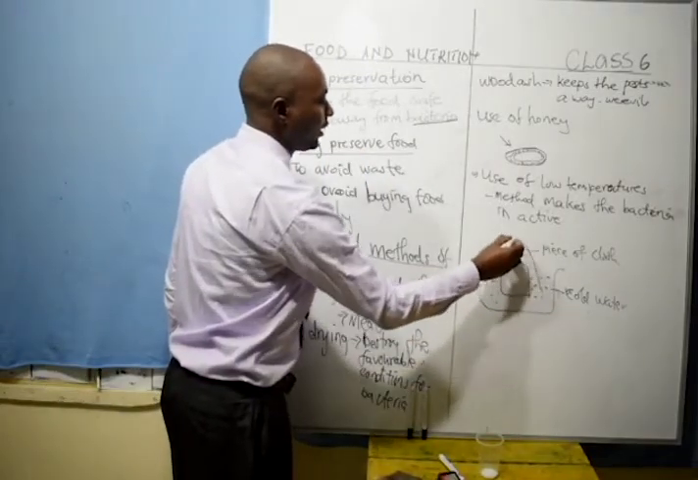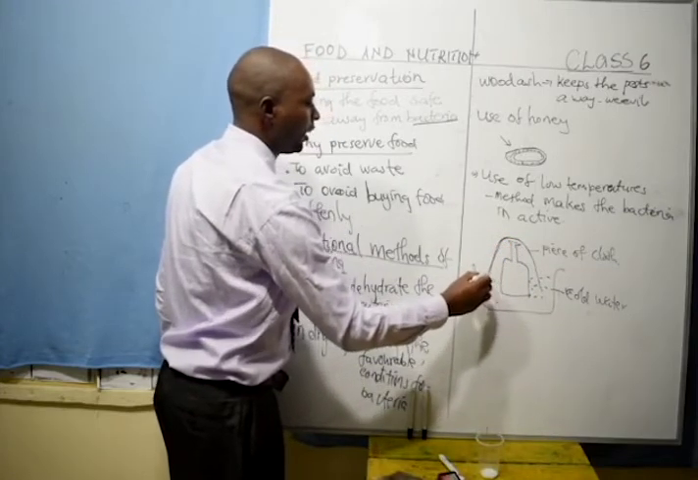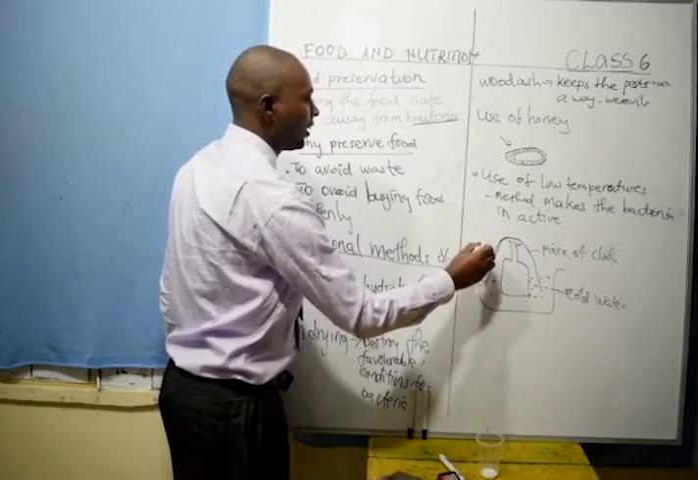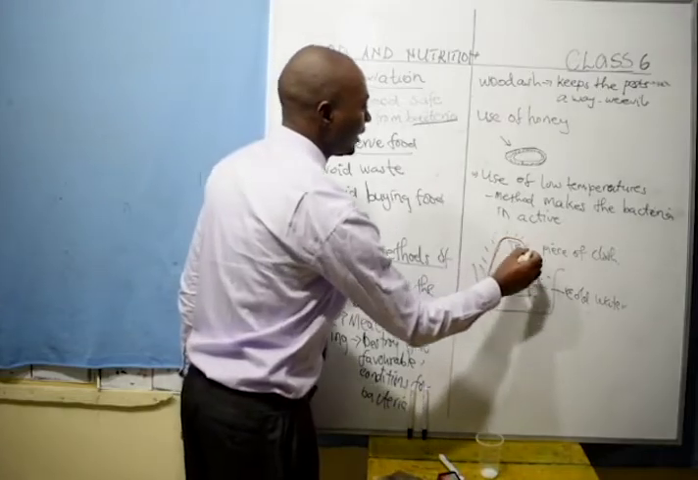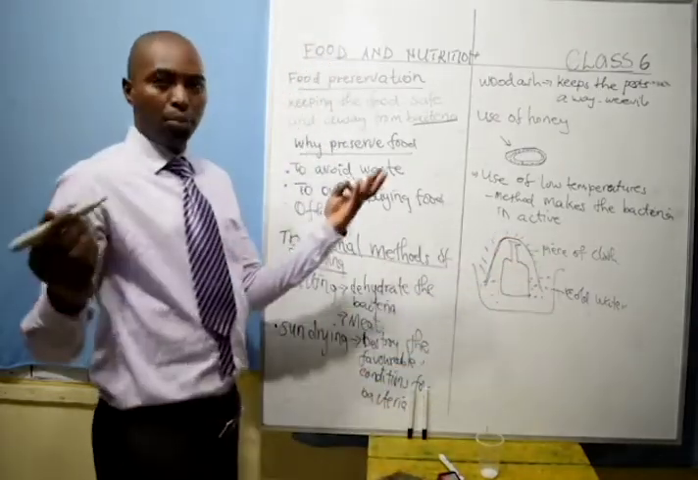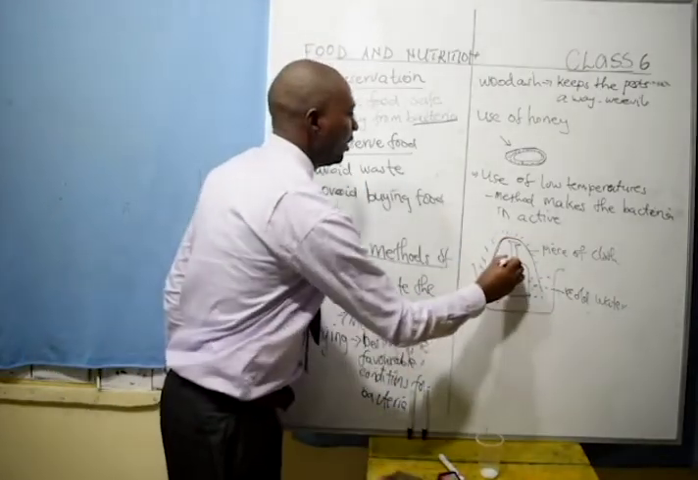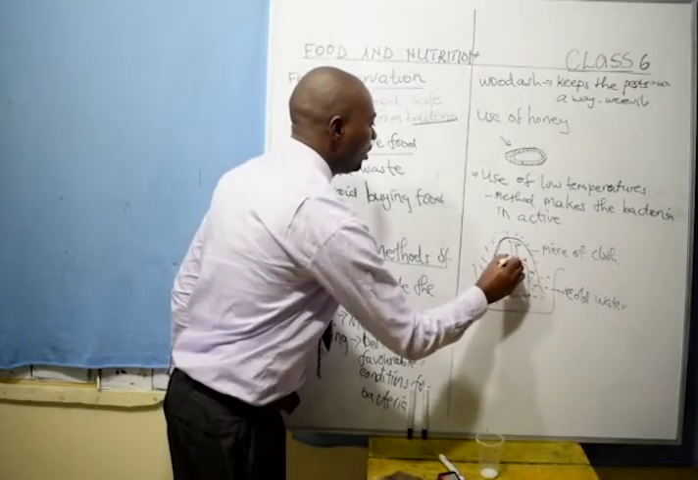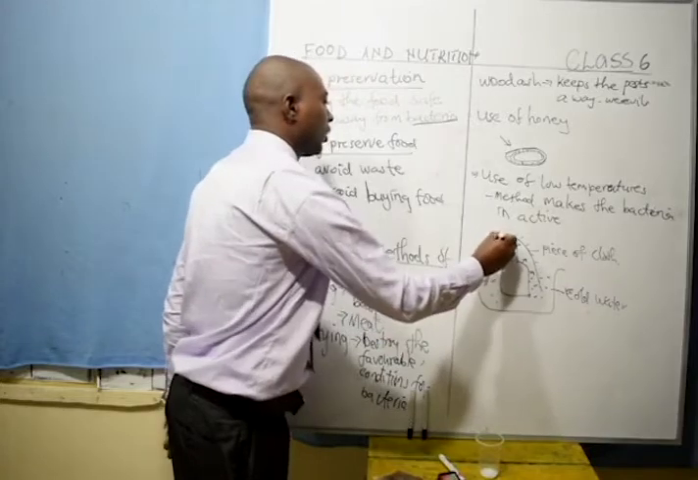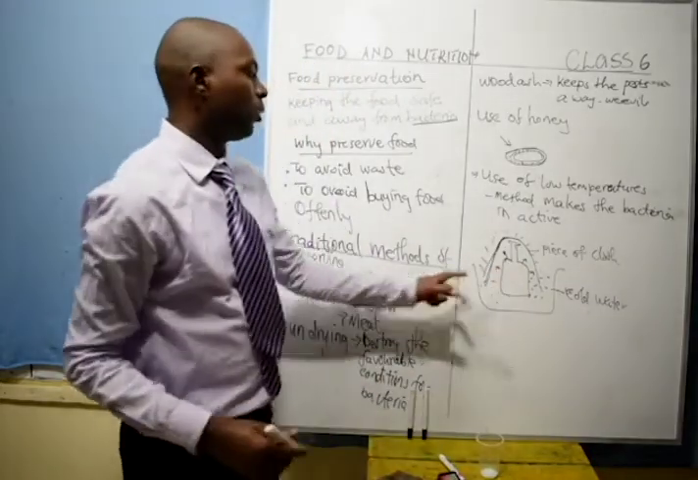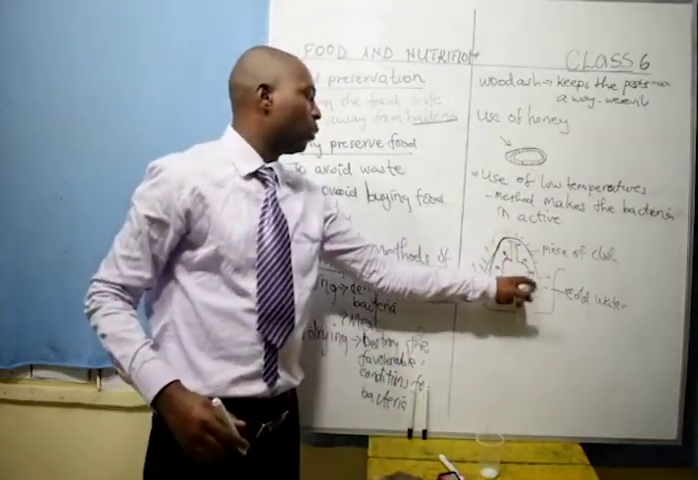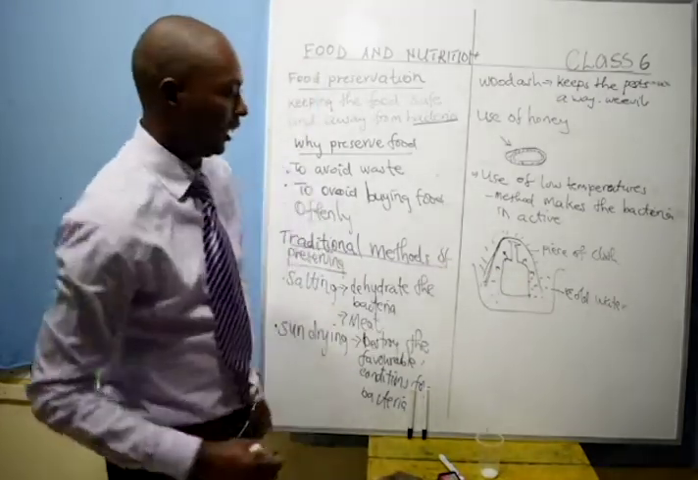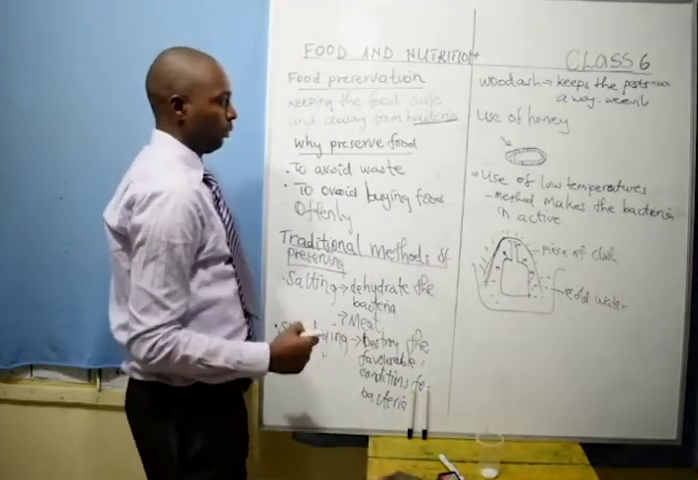Then after that, because of the environmental temperatures, this water evaporates. And remember that when substances are evaporating, they absorb heat from the surrounding. So they will absorb heat from this milk. Remember that milk is a bit warm. So the evaporating water in the piece of cloth absorbs heat from the surrounding, therefore cooling the milk. That is the use of low temperatures.